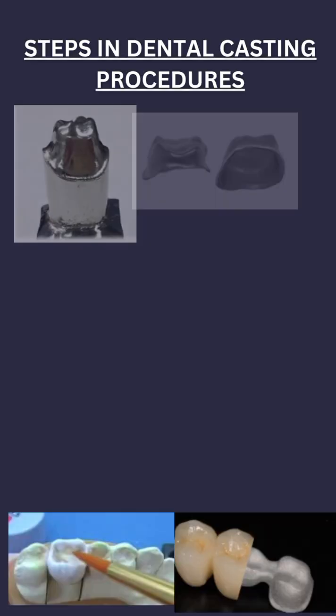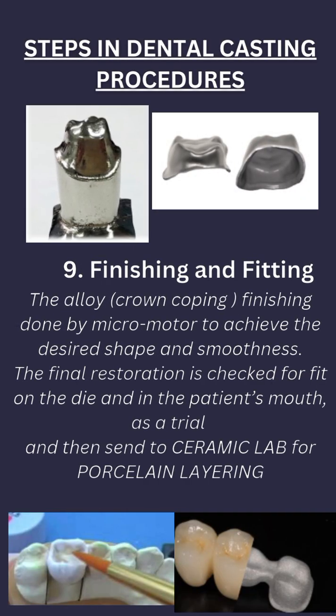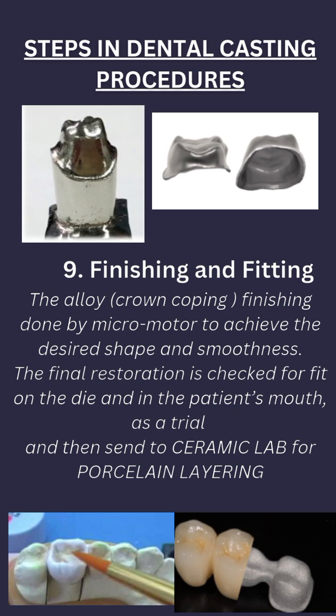Step in dental casting procedure number 9: finishing and fitting. The alloy crown cutting and finishing are done with a micromotor to achieve the desired shape and smoothness. The final restoration is checked for fit on the die and in the patient's mouth as a trial, and then sent to the ceramic lab for the layering technique.